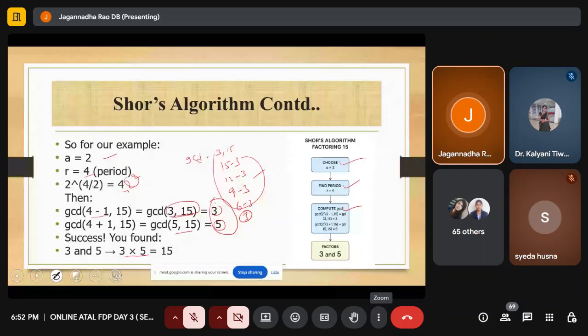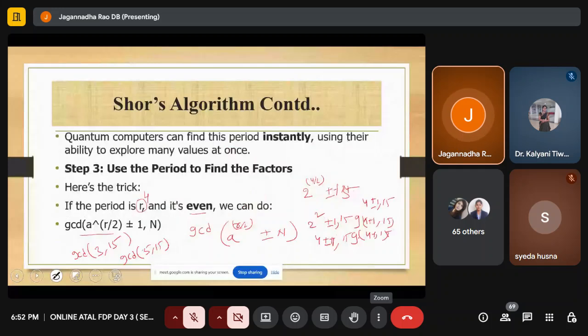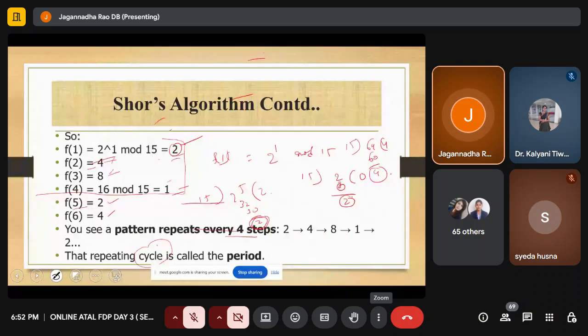Then whatever you are getting, that is the period. I don't want total calculations, I just want to go with the remainder. Once a value is repeated, ignore it, don't go for multiple times. One is repeated, 2, 4, 8, 1, and again 2 comes, which means it automatically goes to 4, 8 like this only. So once one cycle is completed, you will get the period.